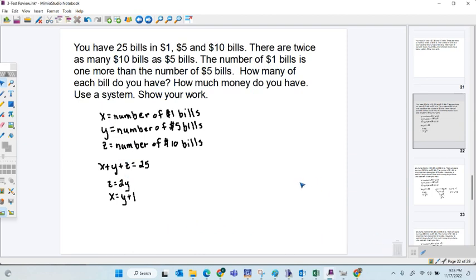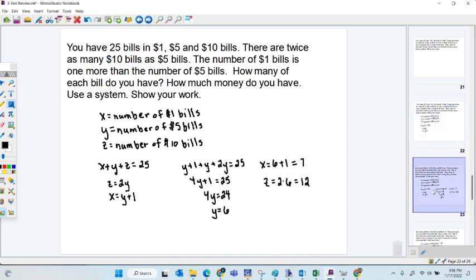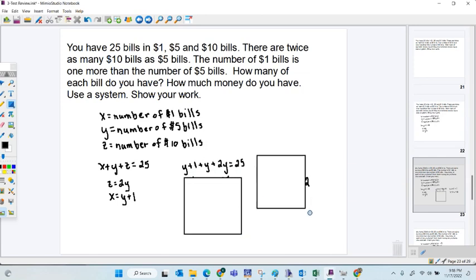You could do a matrix if you want. I personally think it's easier to substitute, but I'll show you the matrix in a minute anyway. Because what you can do here is you can take Y plus 1 and put it in for X. You can leave the Y alone, and you can take Z out and replace it with 2Y.